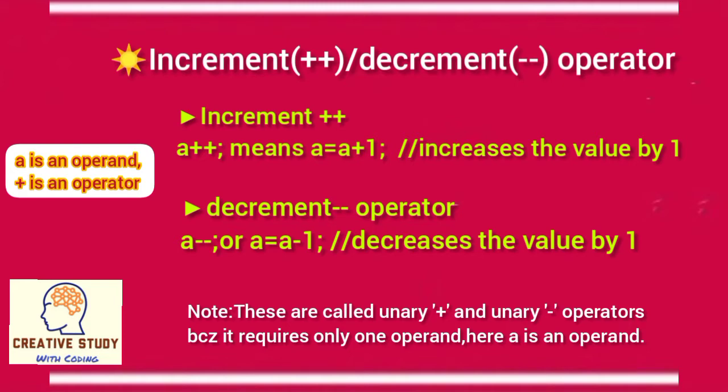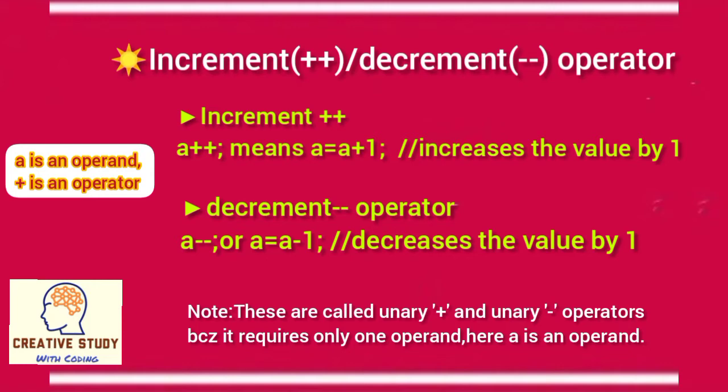Increment means increase the value of any variable by 1, and decrement means decrease the value of a variable by 1. Here a plus plus means a equal to a plus 1, which increases the value of a by 1, and the decrement operator a minus minus means a equal to a minus 1, which decreases the value of a by 1.